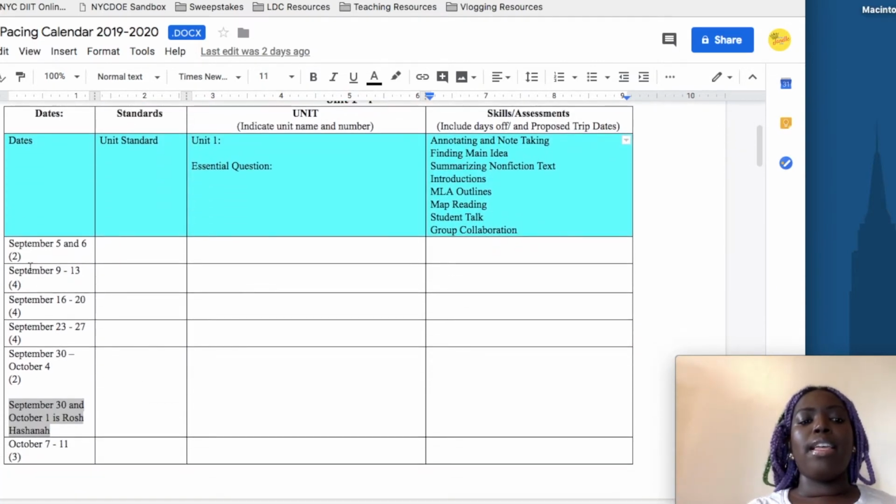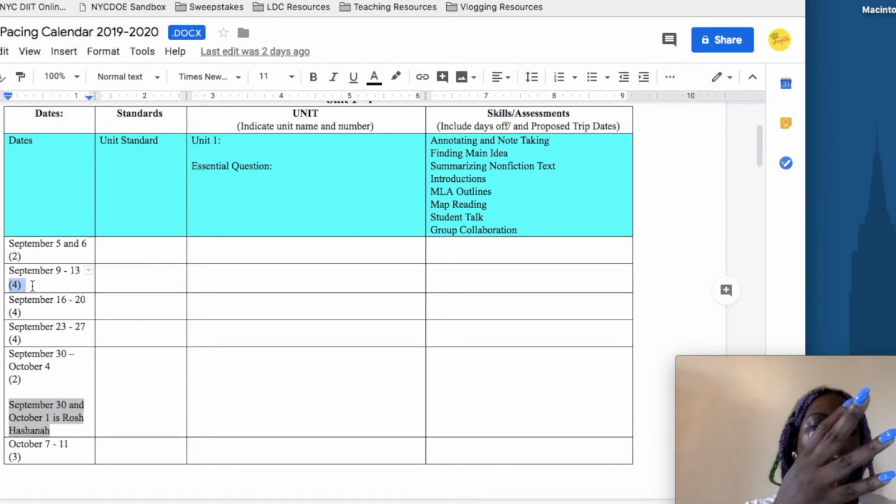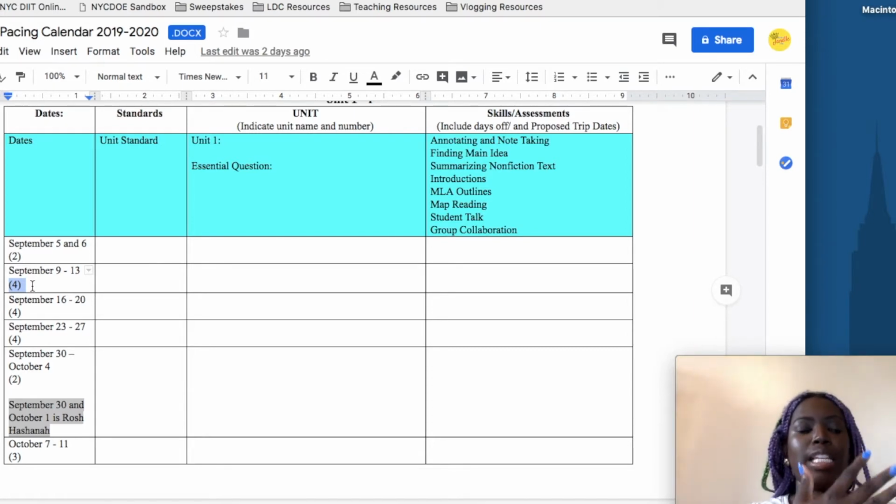Also, you see I have numbers, like a number 2 here, a 4 here, and a 4 here. These are the teaching days we actually have. So the first week, students will be in September 5th and 6th. That's only 2 teaching days. The second week, I have a 4, even though September 9, 10, 11, 12, and 13 is 5 days. I am only seeing those kids 4 days.